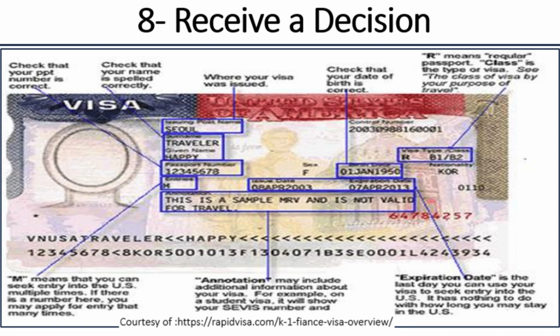This is step 8, receive a decision. It will be a simple question. If they see everything is fine with your application, they will issue the visa. If not, they will refuse it or issue a 221(g), and they're gonna tell you what instructions you must follow to bring the documentation they need.